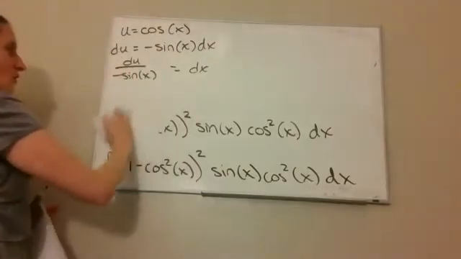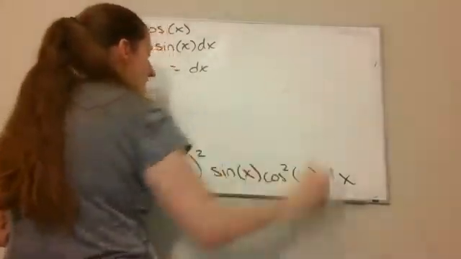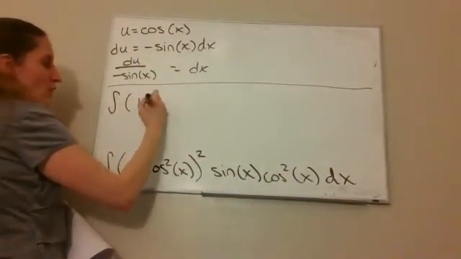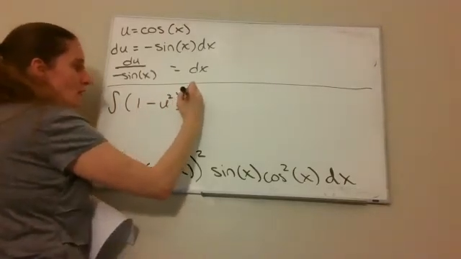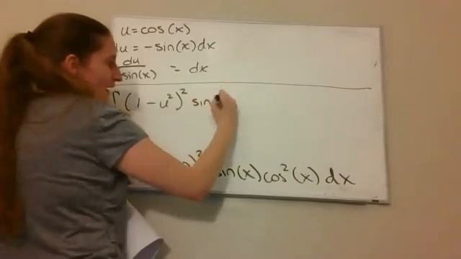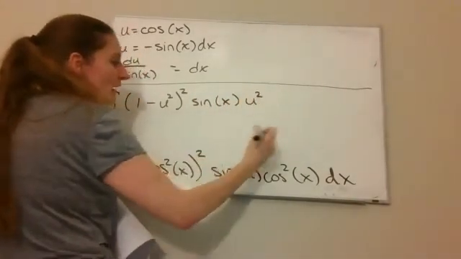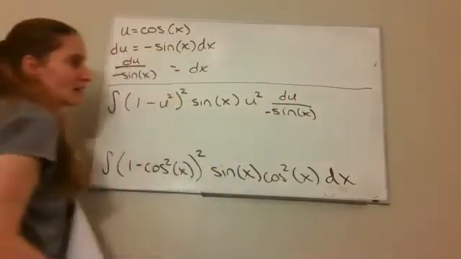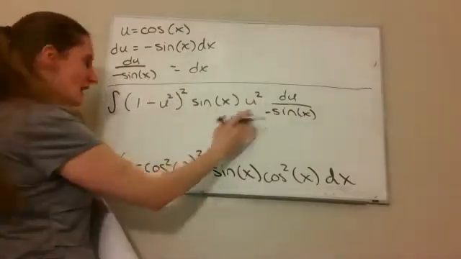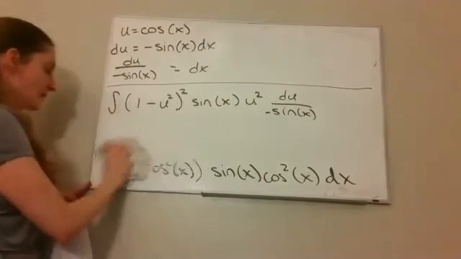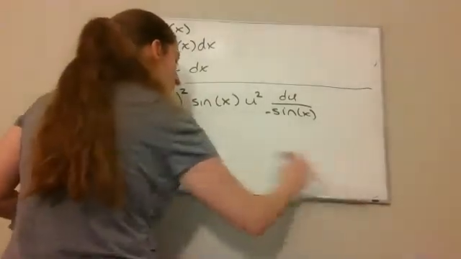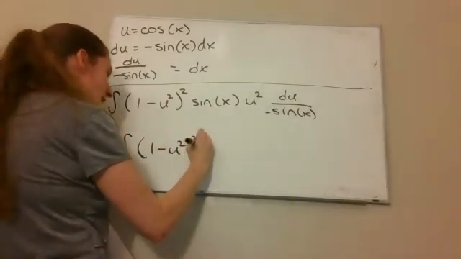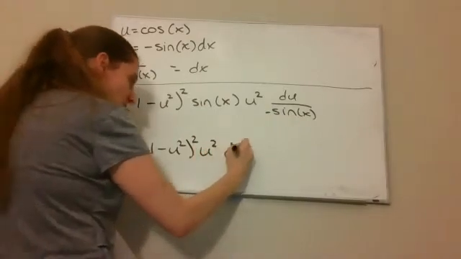Rewriting my integral using this substitution, I have an integral of 1 minus u squared, squared. I have my sine of x. I have another u squared, and I have du over a negative sine x. Sine x's cancel out, and that negative can come in the front. So this gives me negative integral 1 minus u squared, squared, times u squared du.